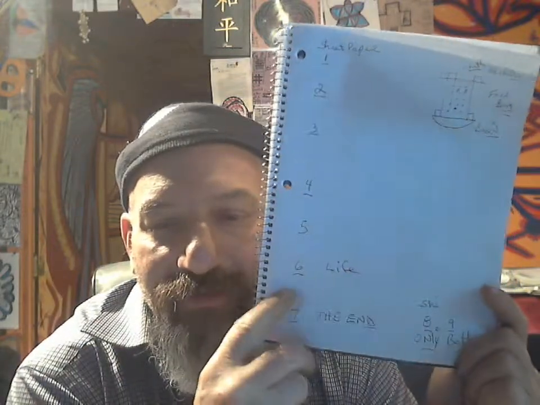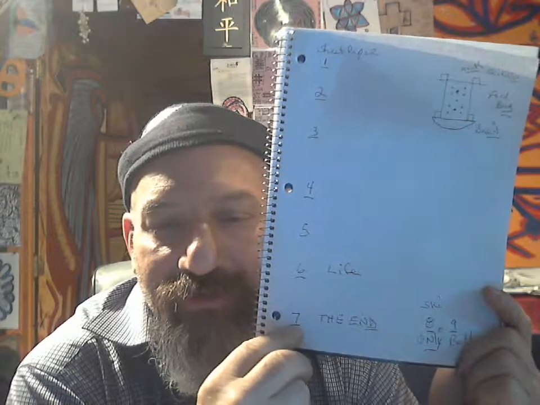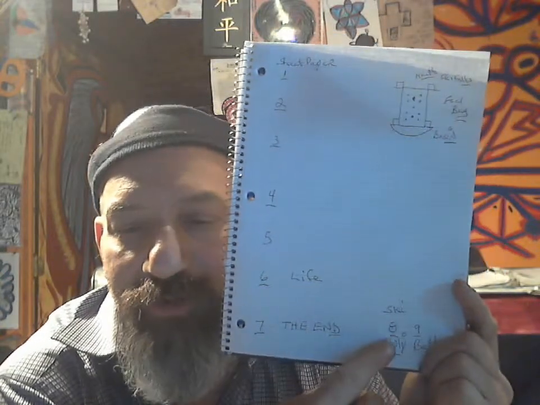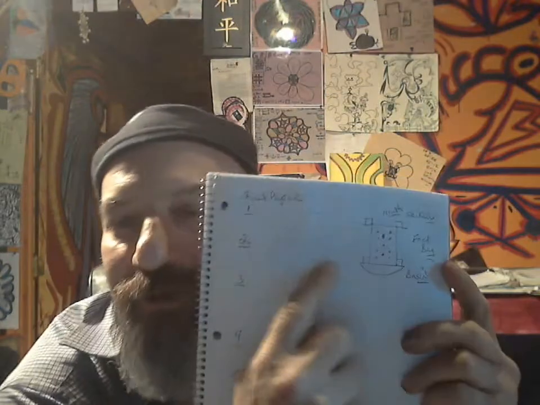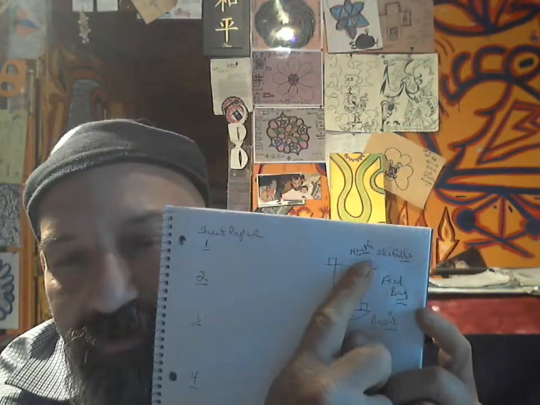7 is the end. 6 is life. 7 is the end, the only birth, the only sky under the dome. Where it's being filled? From the mouth, the waterfall. Open the feed bag, we open it from up here.